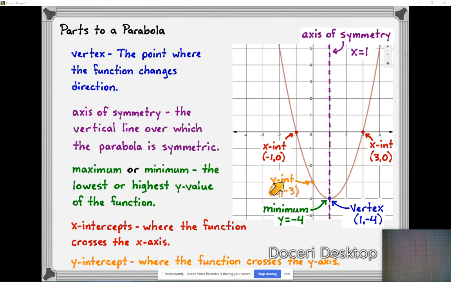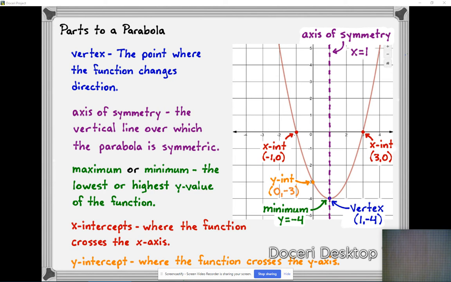Notice the y-intercept is when x equals 0. The x-intercept is when y equals 0. So again, they're always going to be written as a coordinate. In the x-intercept, it'll be a number, 0. And then in the y-intercept, it'll be 0, some number. So those are the different parts of a parabola.